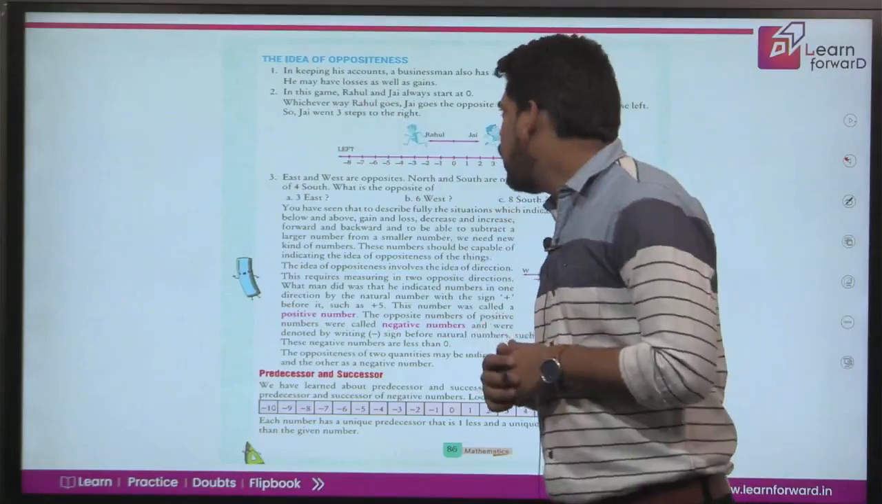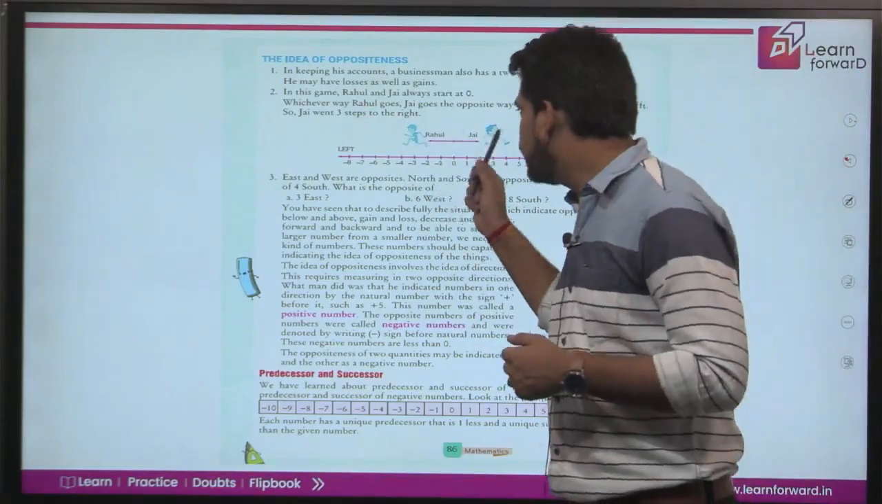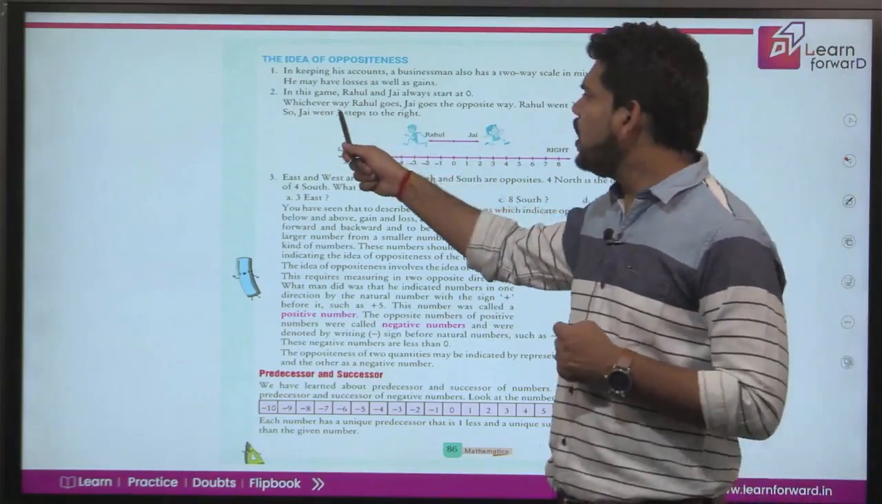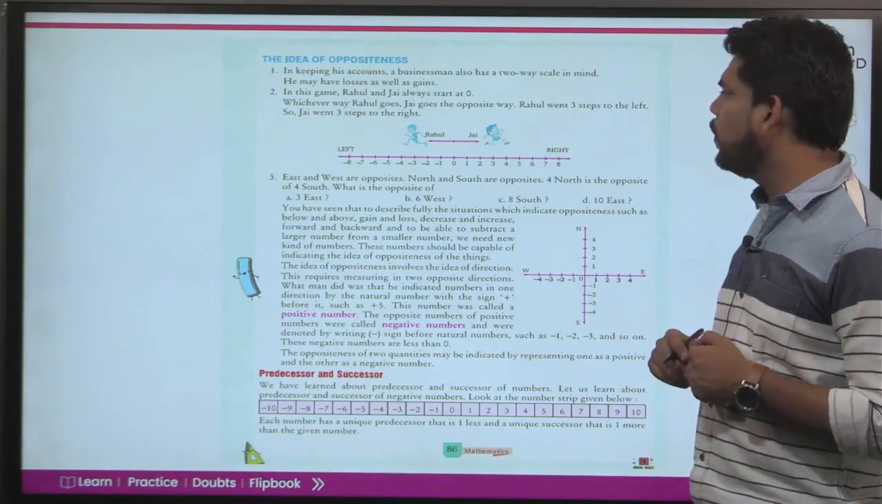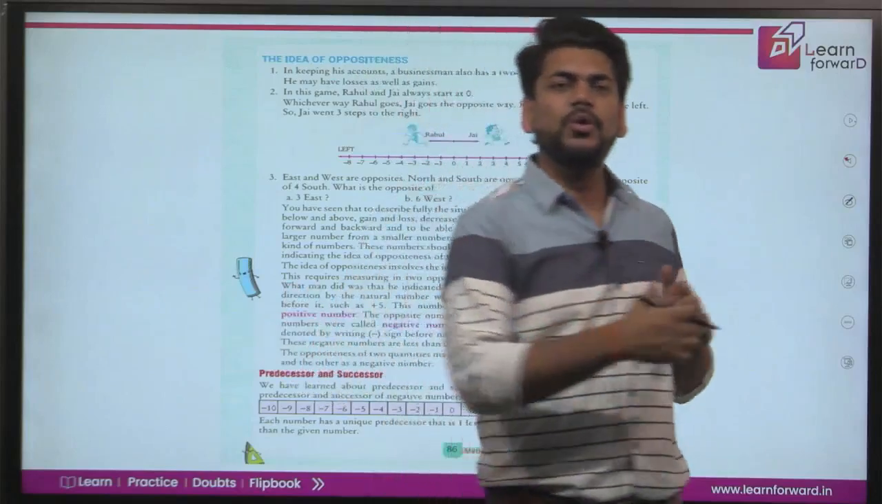In this game, Rahul and Jay always start at 0. Now let's suppose these are 2 kids who are standing at position 0. Whichever way Rahul goes, Jay goes the opposite way. If Rahul is going toward the left, Jay will go toward the right.